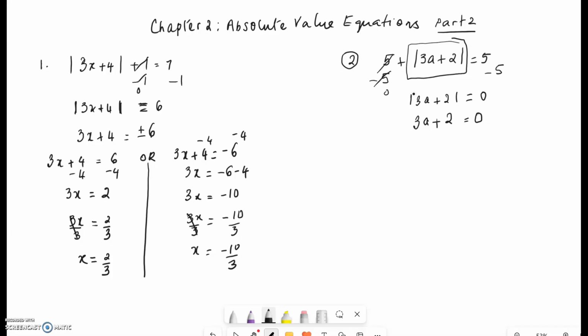to 0. So 3a plus 2 is equal to plus or minus 0, really doesn't make any difference. So 3a plus 2 has to equal 0. We subtract 2 on both sides to get 3a equals -2. We divide both sides by 3 to get a equals -2/3.